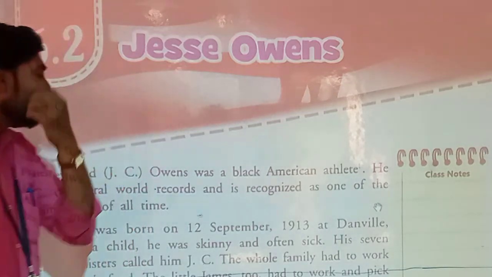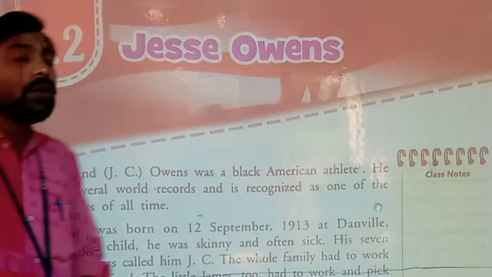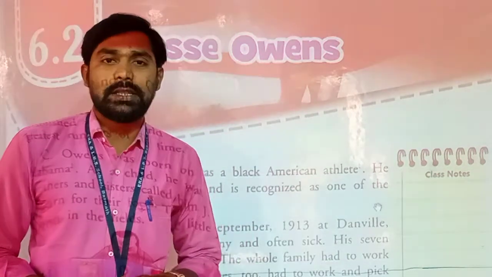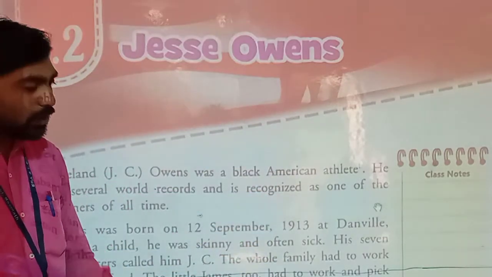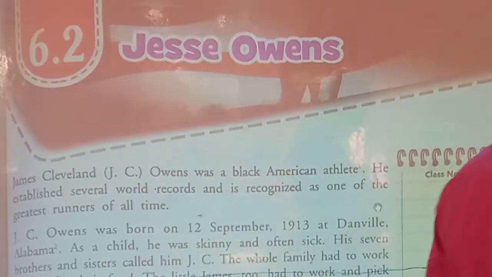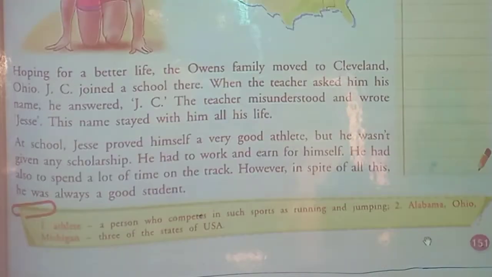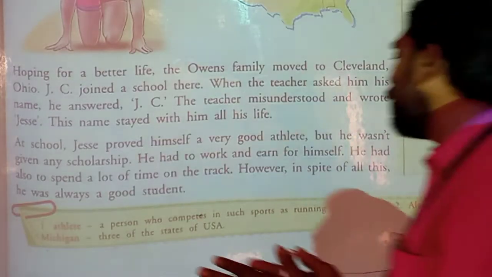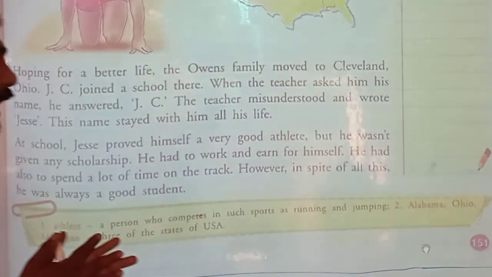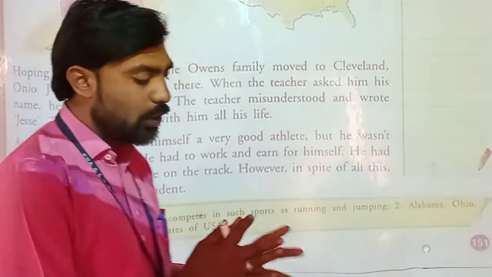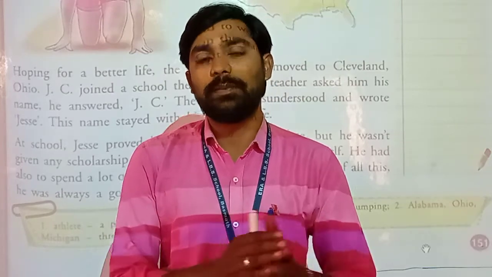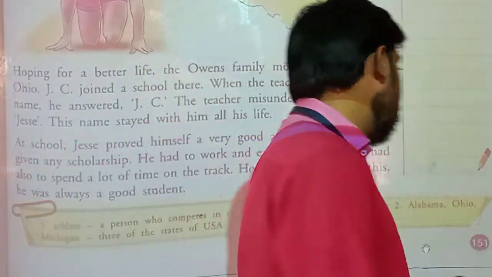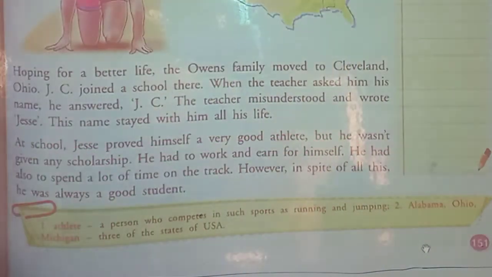So JC Owens was a black American athlete. Okay. You know what an athlete is? An athlete is a player, a person who competes in such sports as running and jumping. Okay, the competitor or the player who plays running and jumping, they are known as athletes. So he was an athlete.